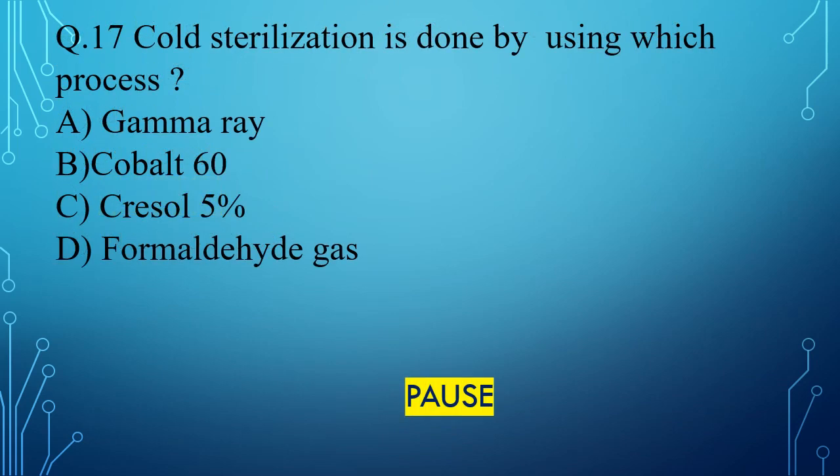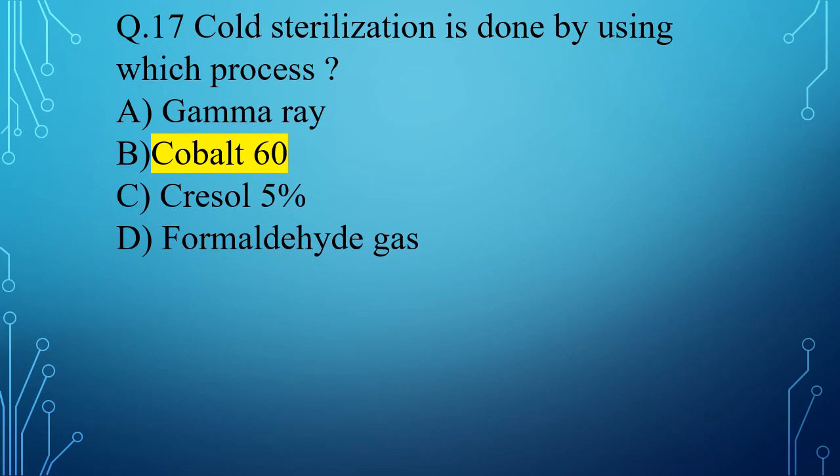Question number 17. Cold sterilization is done using which process? Option A, gamma ray. Option B, Cobalt 60. Option C, Cresol 5%. And option D, formaldehyde gas. And the right answer is Cobalt 60. So for cold sterilization, Cobalt 60 is used.